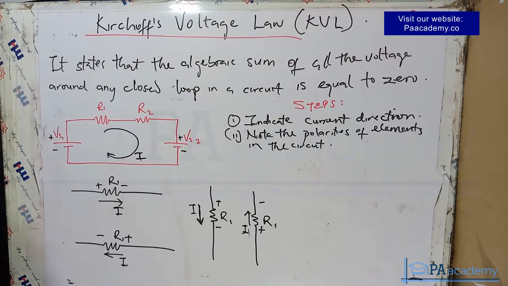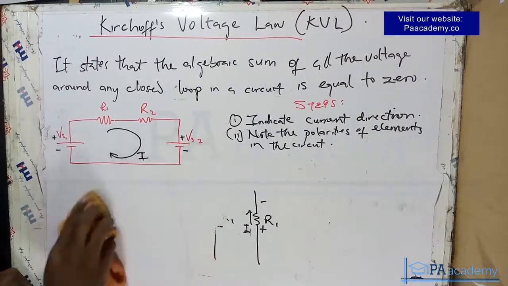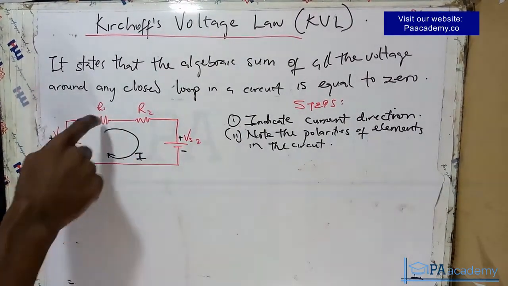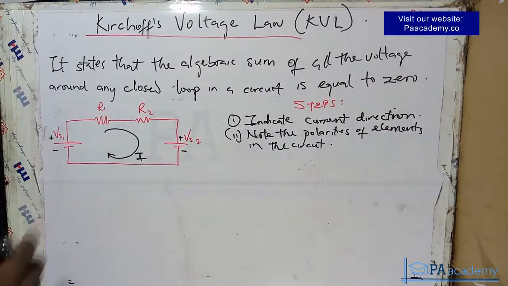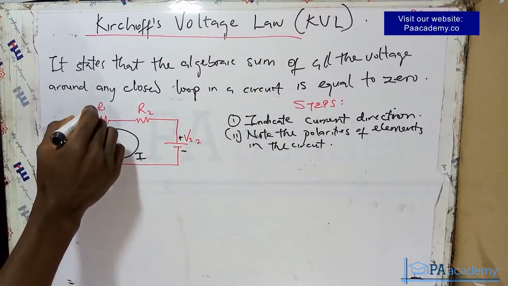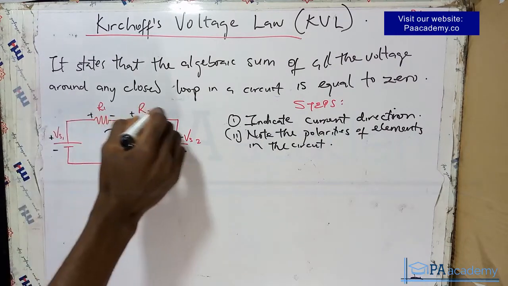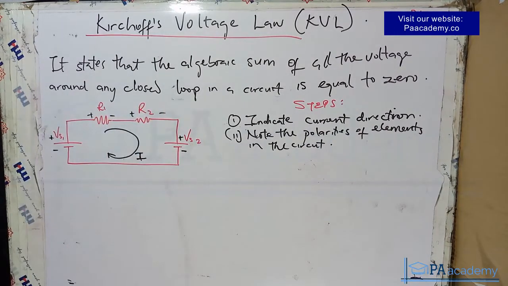That's what's going to help us in determining the polarities of the elements that we have in this circuit. So with what I've explained, now let's add the polarity for R1. In the same clockwise direction, it's going to be plus and minus. Now we've been able to put in their polarities.